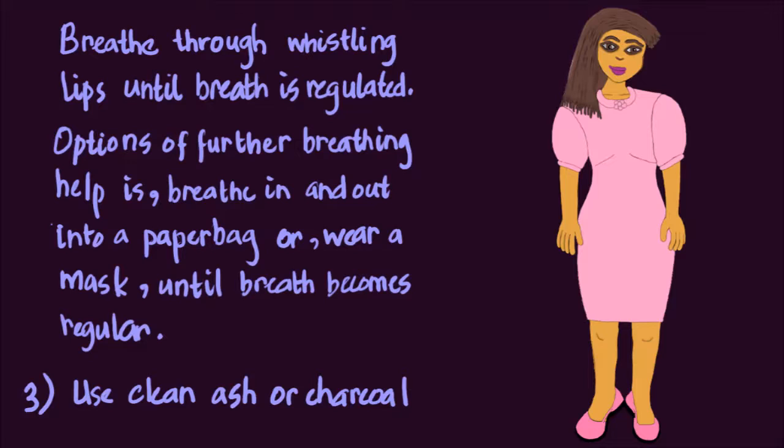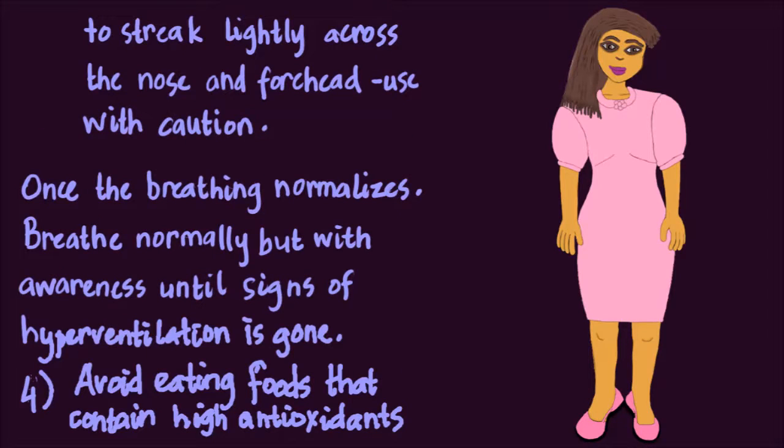Options of further breathing help is breathe in and out into a paper bag or wear a mask until breath becomes regular. 3. Use clean ash or charcoal to streak lightly across the nose and forehead. Use with caution. Once the breathing normalizes, breathe normally but with awareness until signs of hyperventilation is gone.